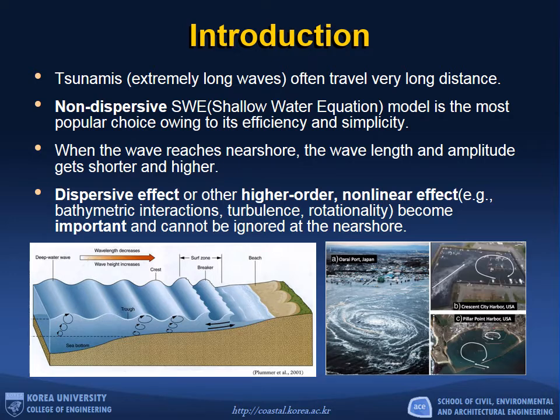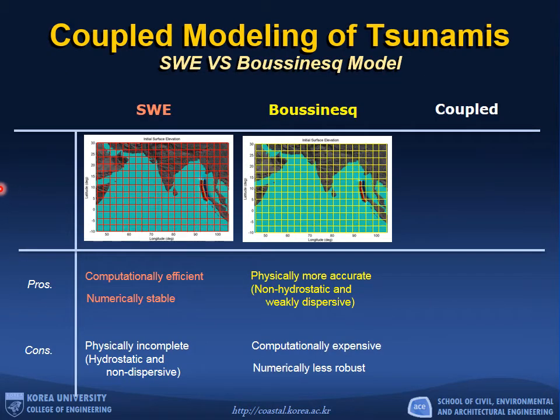So a shallow water equation model. If we are concerned about this problem, a Boussinesq model seems to be a better choice in tsunami modeling because it can include higher order effects as well as dispersive effects.